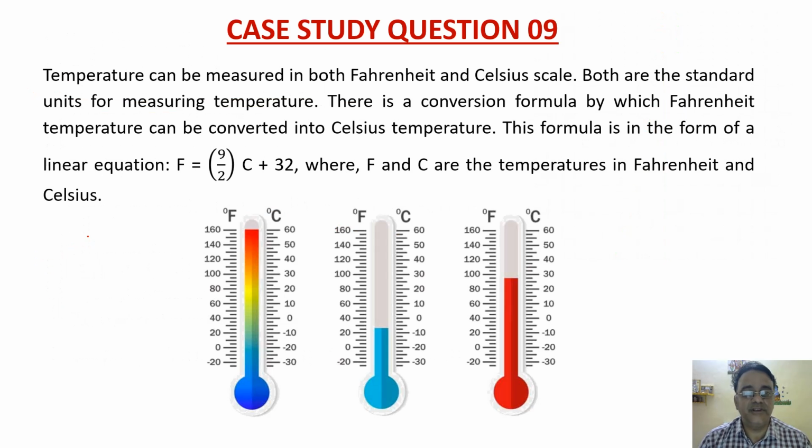Right. So now we are moving toward the next case study, question number 9. Temperature can be measured in both Fahrenheit and Celsius scale. Both are the standard units for measuring temperature. There is a conversion formula by which Fahrenheit temperature can be converted into Celsius temperature. This formula is in the form of a linear equation. This is the linear equation where F is the temperature in Fahrenheit and C is the temperature in Celsius. Now based on this condition, now we are going to solve the question.